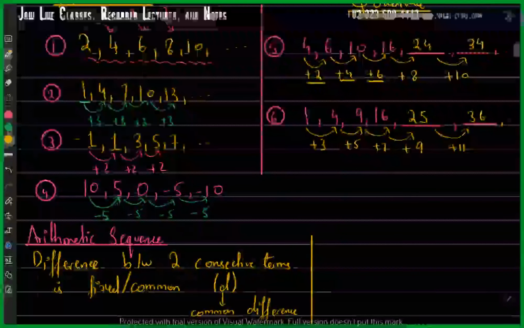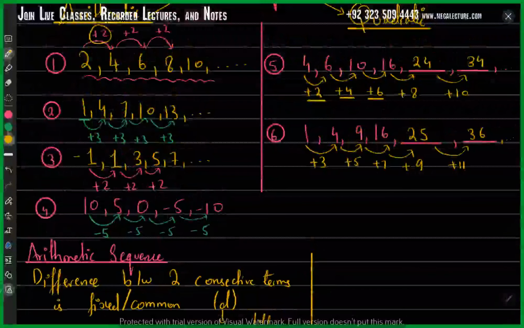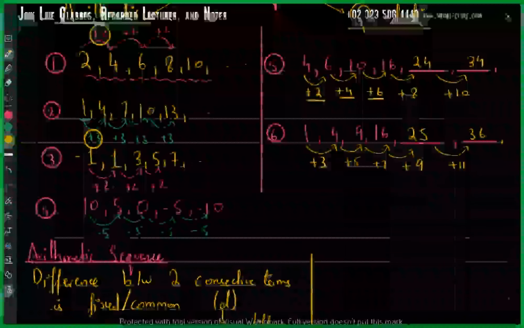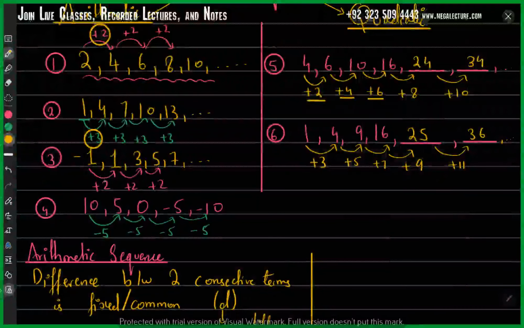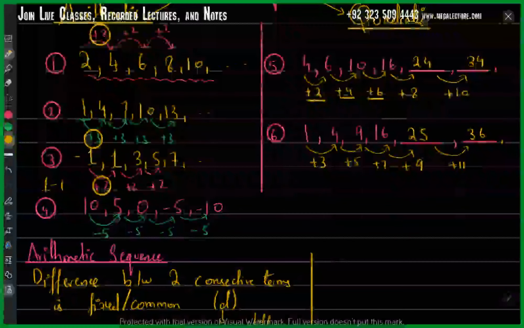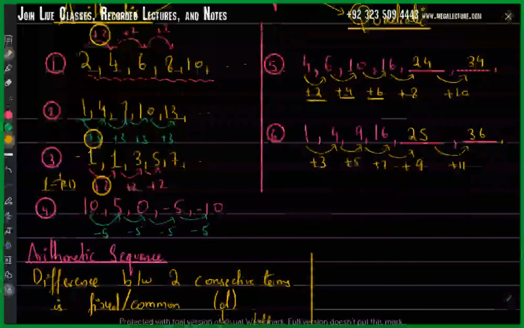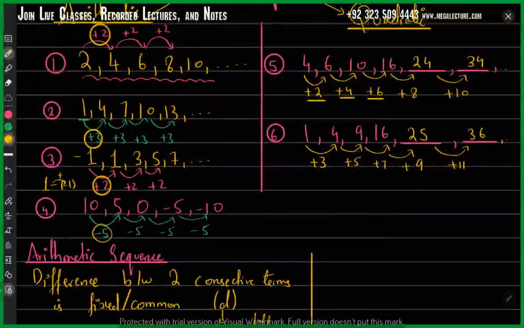So 4 minus 2 would give you 2. Then 4 minus 1 would give you 3. Then 1 minus minus 1 would give you positive 2, right? 1 is the second term, minus comes, then we have minus 1 as the first term, minus into minus would become plus, so we know 1 plus 1 is 2. Then 5 minus 10 is going to give you minus 5. So all these encircled numbers are basically the common differences of these sequences.